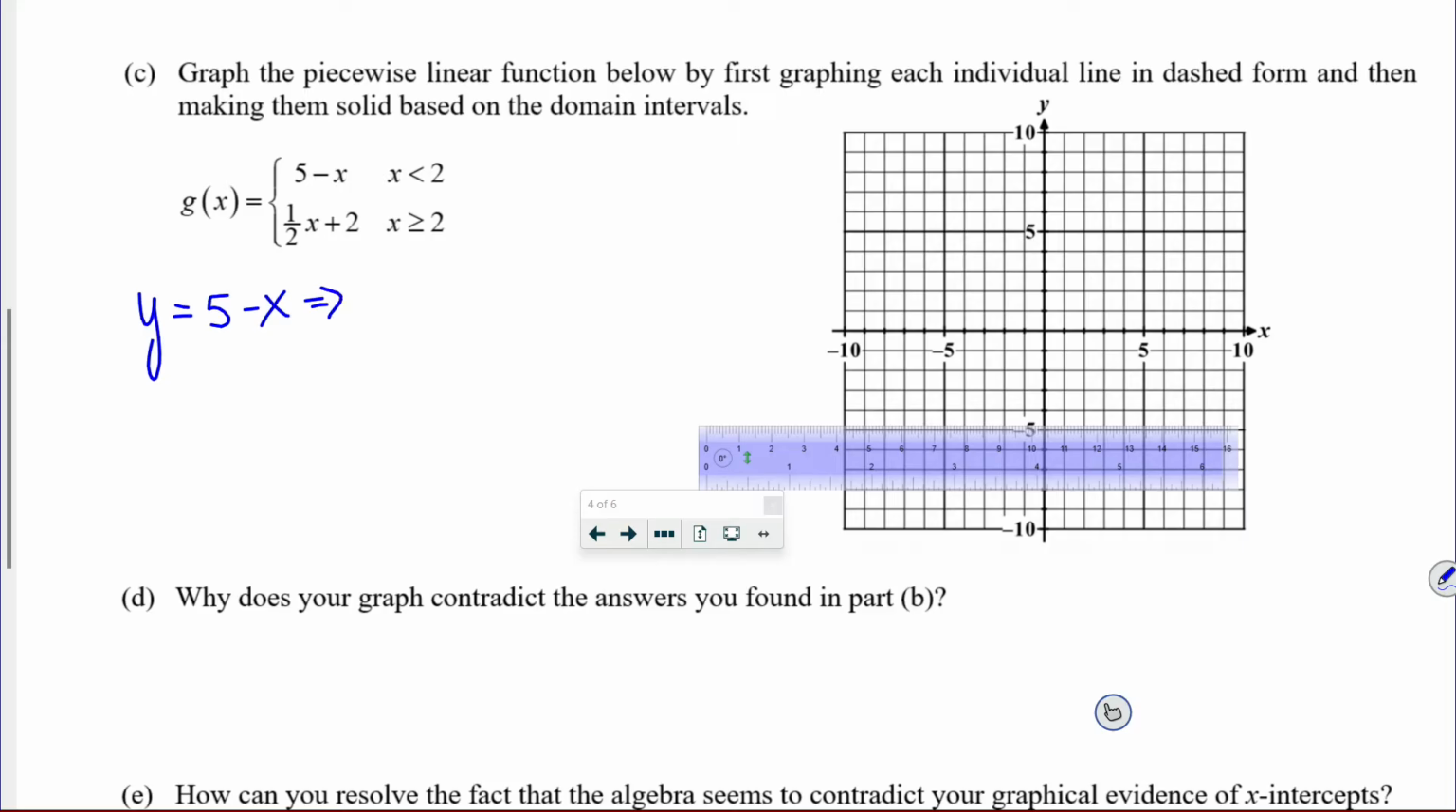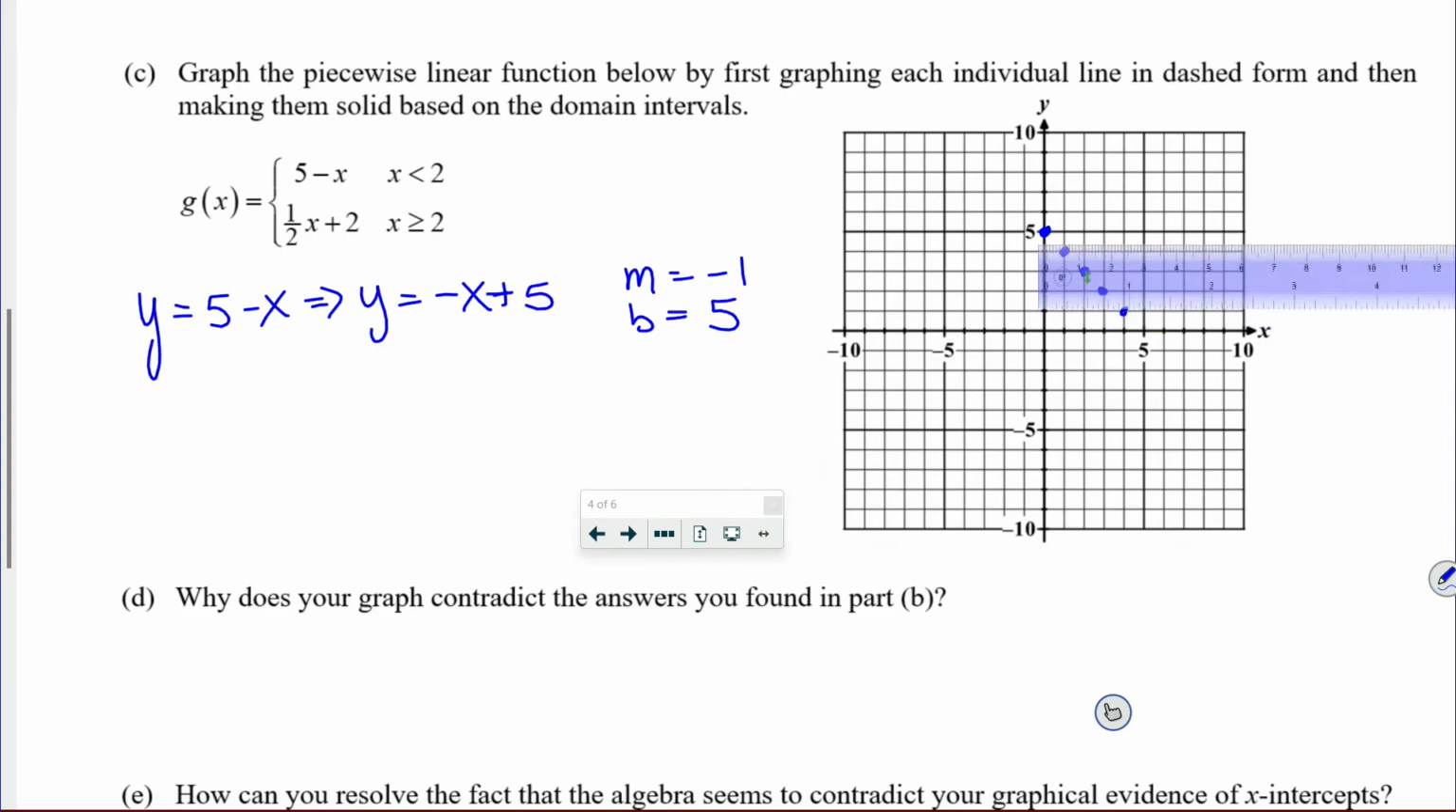Which is the same as y equals negative x plus 5. All right, in this particular case, we would have a slope of negative 1 and a y-intercept of 5. So if I were going to go about plotting that, I might just come up here, go to the right one, down one, to the right one, down one, etc. Right? And that's going to be this particular line.